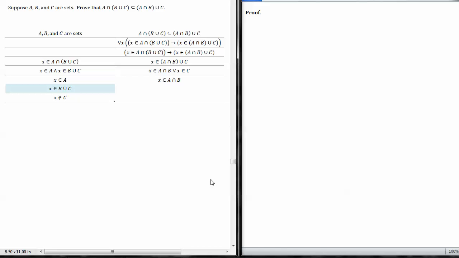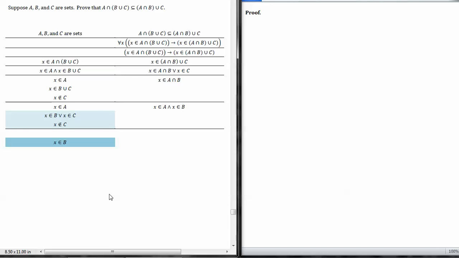And we should write out the definition of another union to get another disjunction. X is in B or x is in C. And we can write out the definition of this intersection. X is in A and x is in B. And then here we have our second disjunctive syllogism. Right? If x is in B or x is in C, but we know x is not in C, then x must actually be in B. There we go. And we're done because we have that x is in A and x is in B.